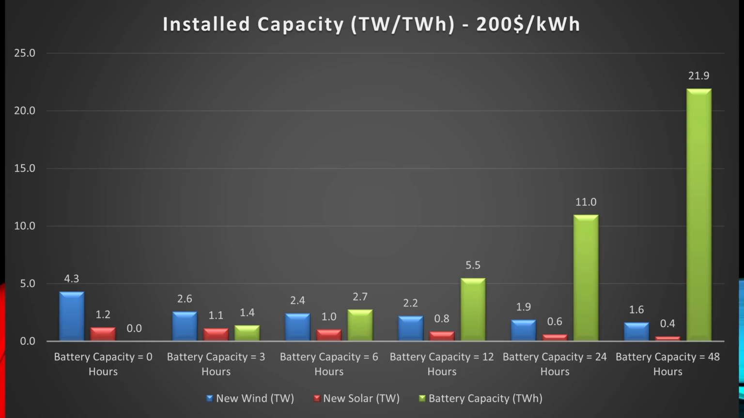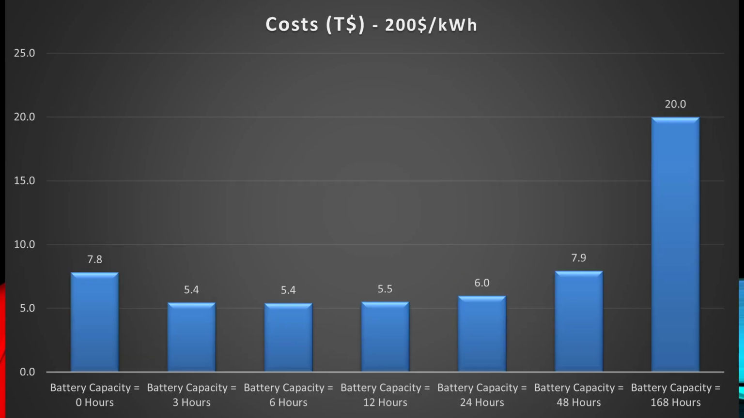And then that comes down drastically as we go through, but the battery demand increases inverse to that. Then in terms of costs, the 3-hour, 6-hour, and 12-hour cases are all around the same cost, trading off battery capacity and transmission. Then obviously skyrocketing as we hit the 7-day case.